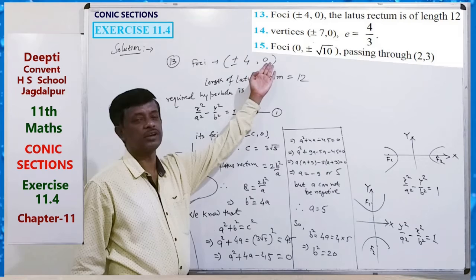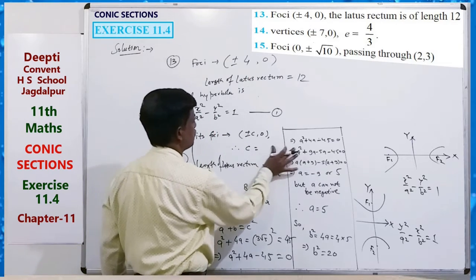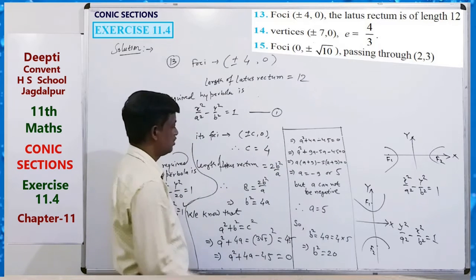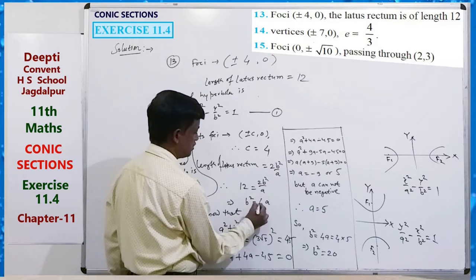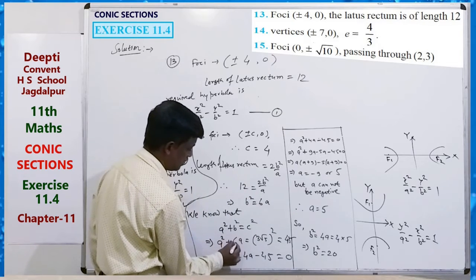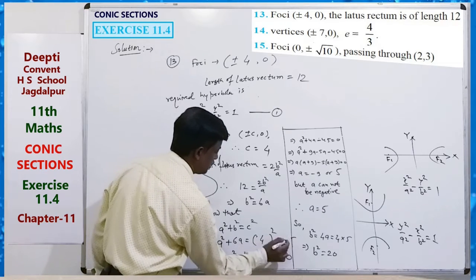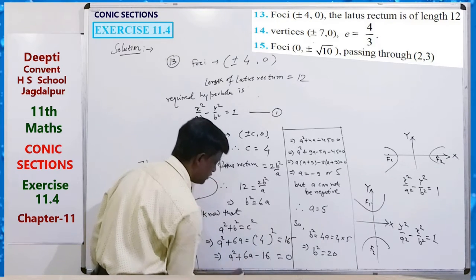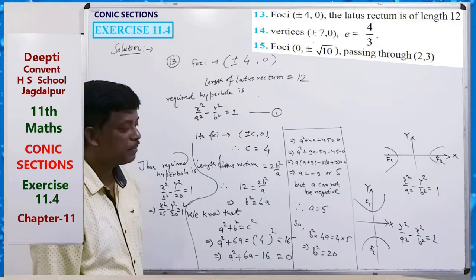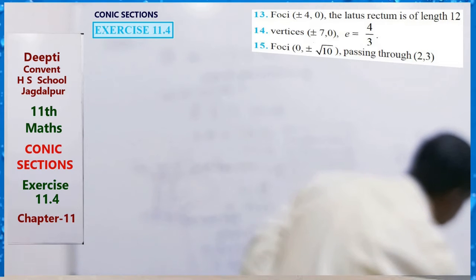Here also foci lie on the x-axis. So equation is this. Foci is this. So c equals to what? 4. Latus rectum is this. Here given 12, so what? 6. Here 6. Here 4, 16. Here 16. Here 6. Okay. So it can be solved by a square plus 6a minus 16 equals to 0. So minus 8 and 2.